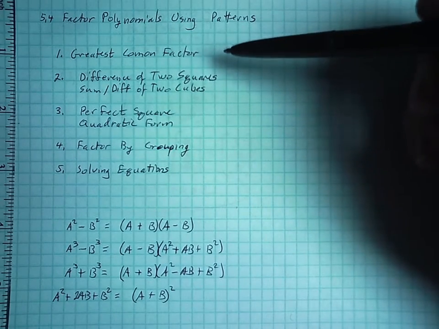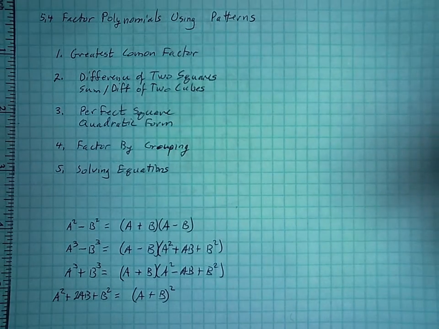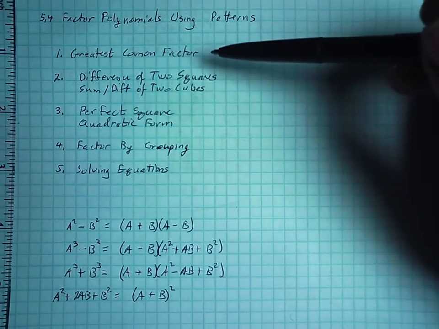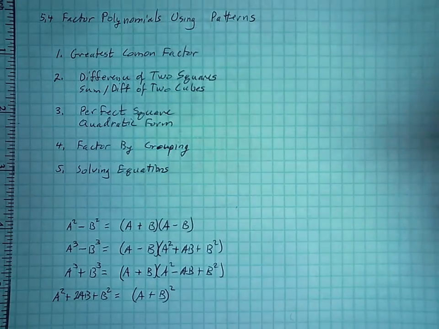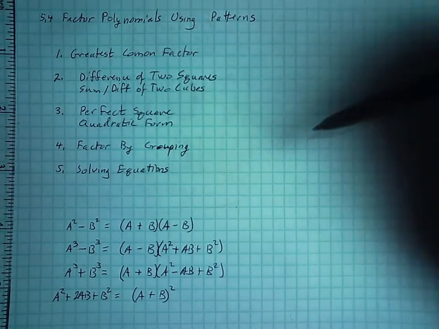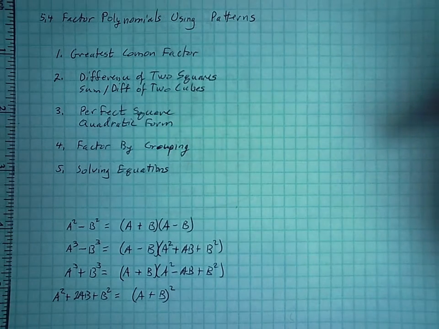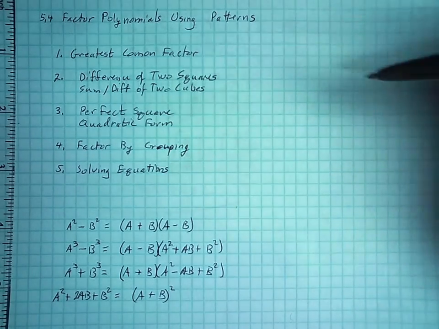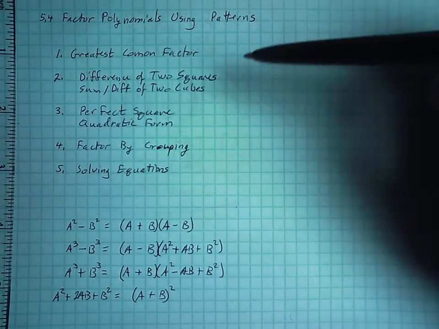So the first thing you should always look for is a greatest common factor. That frequently is a number, but it can also have a variable in it. So if you see the same number or factor or the same variable factor in all the terms, we're going to factor that out first. A lot of times that'll take care of things right away.